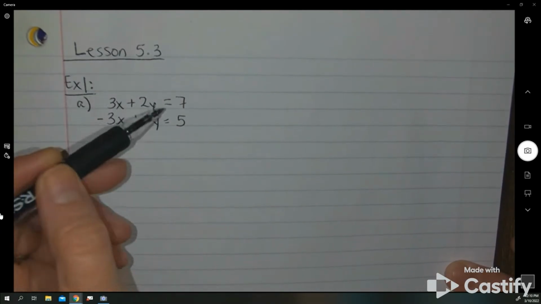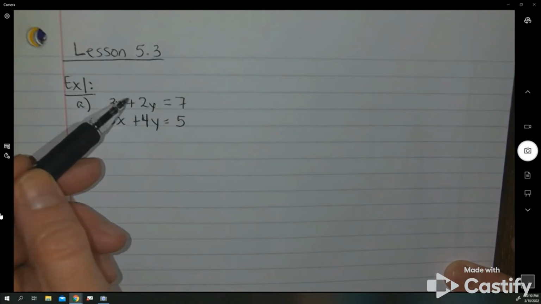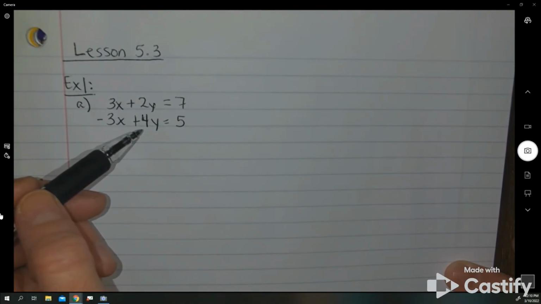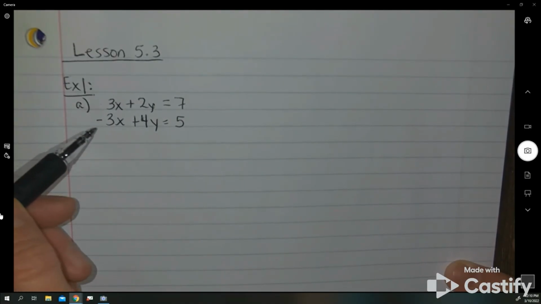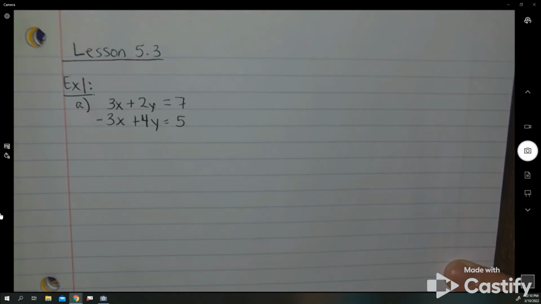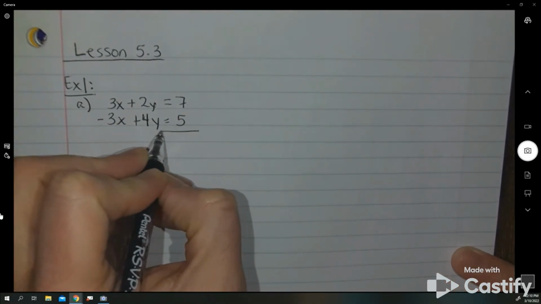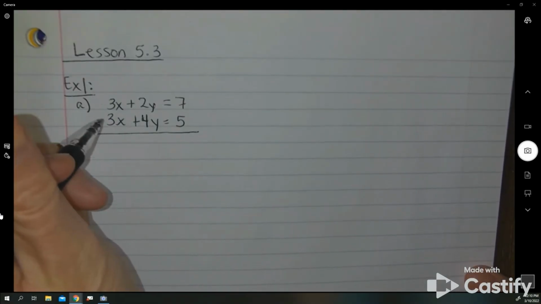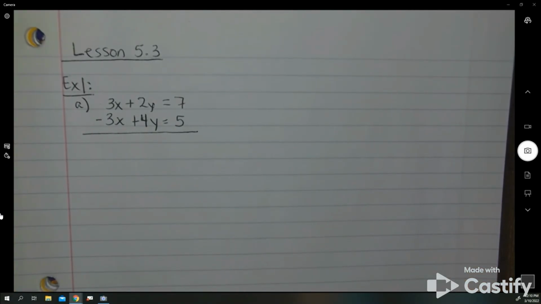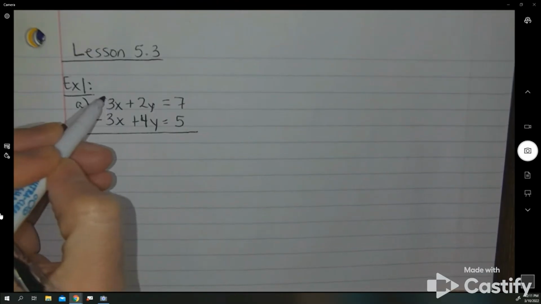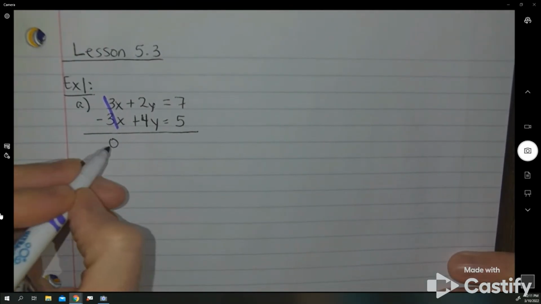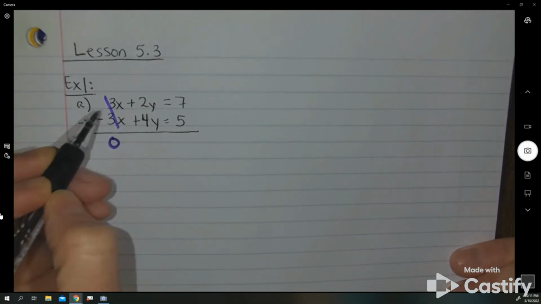So if I look at this system here, my y's, I've got 2y and 4y. If I were to add these together, neither one of them would eliminate to make 0. If I look at the x's, positive 3x, negative 3x. If I add 3x and negative 3x, I get 0. So right there, without any extra work, I am able to eliminate my x's. So I have negative 3x plus 3x. When we combine them together, they make 0. Actually, I'll use my color for that. There we go. And then I'm going to add straight down here.